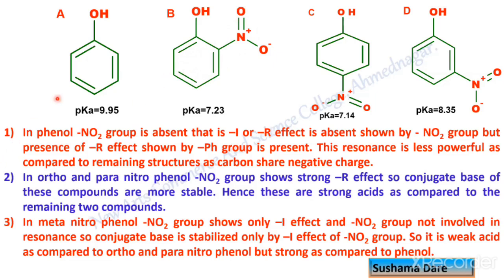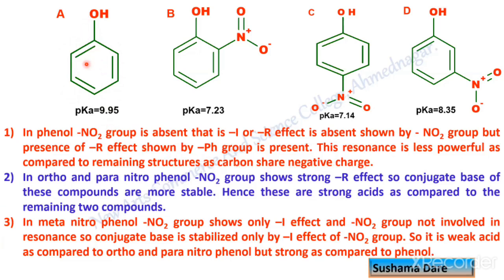So, in phenol, there is absence of an electron withdrawing group. That is, the NO2 group is absent. Therefore, the minus I or minus R effect shown by the NO2 group is absent. But there is a presence of minus R effect shown by the phenyl group. That is, this phenyl group also shows electron withdrawing resonance effect. So this effect is present. This resonance is less powerful as compared to the remaining structures, as carbon shares the negative charge.